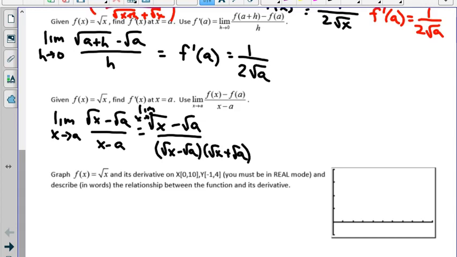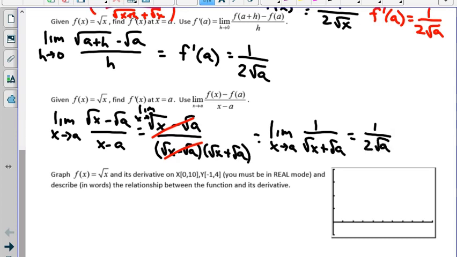So we will then cancel these off. We will get the limit as x approaches a, 1 over root x plus root a. When I substitute a in for x, because now I can directly substitute, I will get 1 over root a plus root a, which is 1 over 2 root a. So the derivative at a is clearly 1 over 2 times the square root of a.